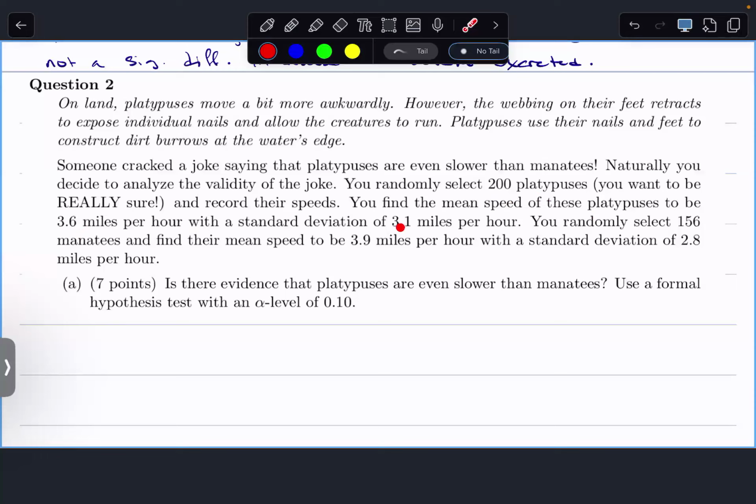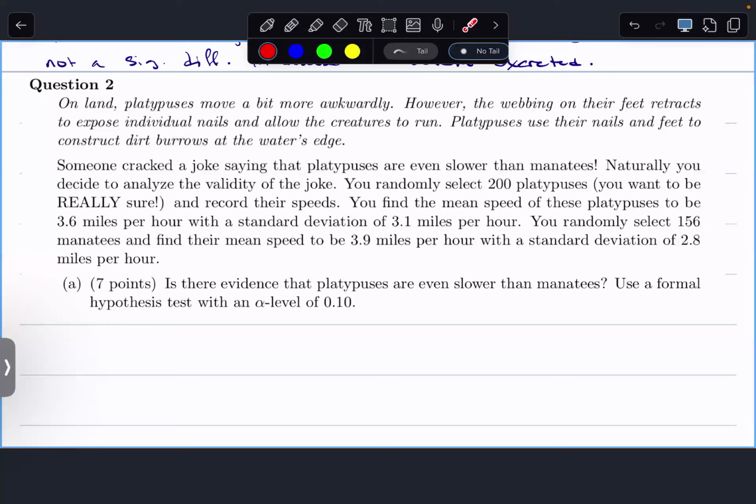So now I have a mean and a standard deviation for the platypuses, but then I also have you randomly select 156 manatees and find their mean speed to be 3.9 miles per hour with a standard deviation of 2.8 miles per hour. Is there evidence that platypuses are even slower than manatees? We're going to use a formal hypothesis test with an alpha level of 0.1.